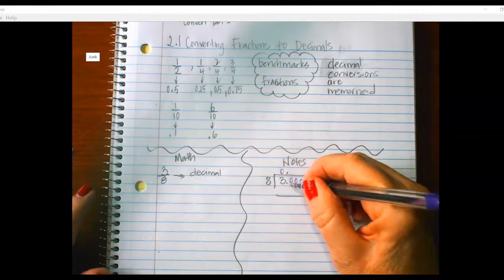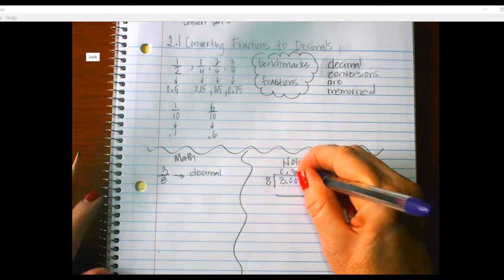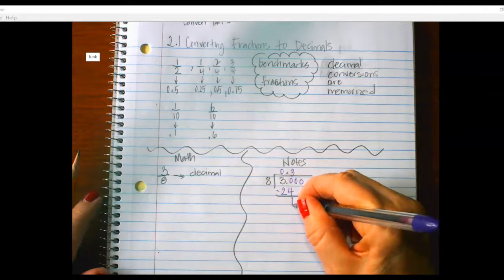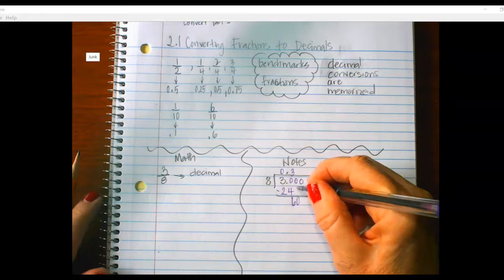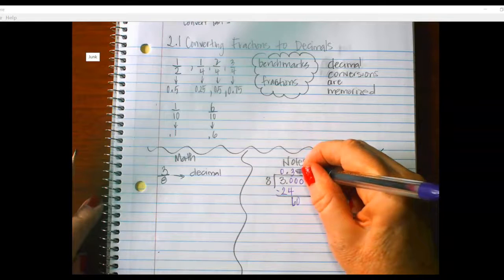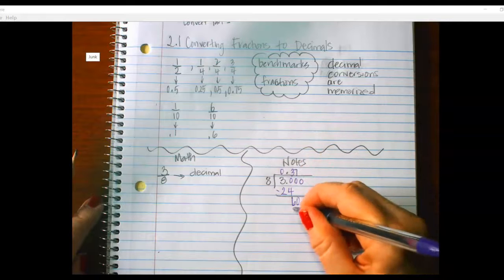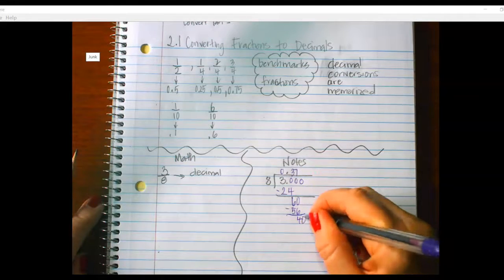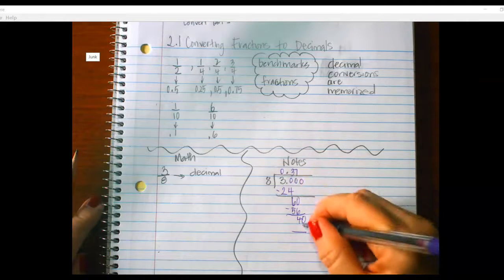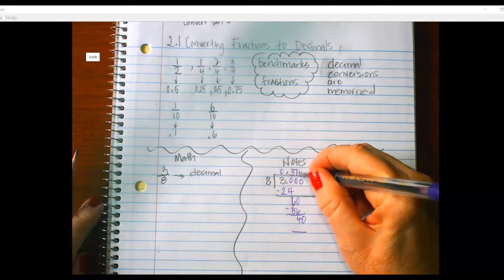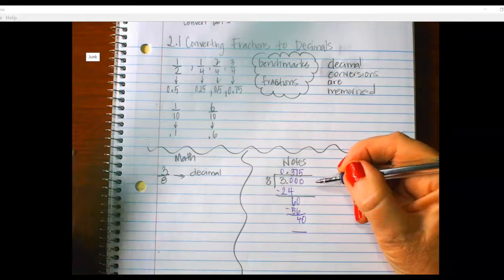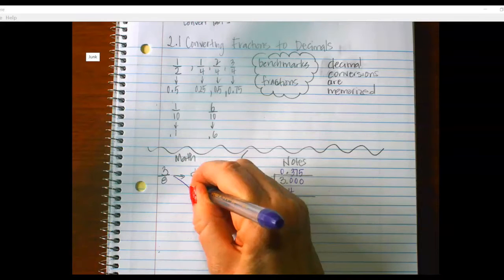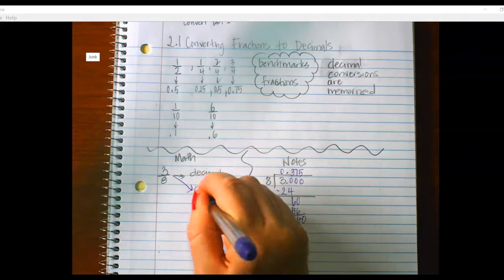8 goes into 30 3 times. 6, bring down the 0. 8 goes into 60 7 times, and that's a 56. Bring down the 0, and then 8 goes into 40 5 times. So the decimal equivalent of 3/8 is actually 0.375.